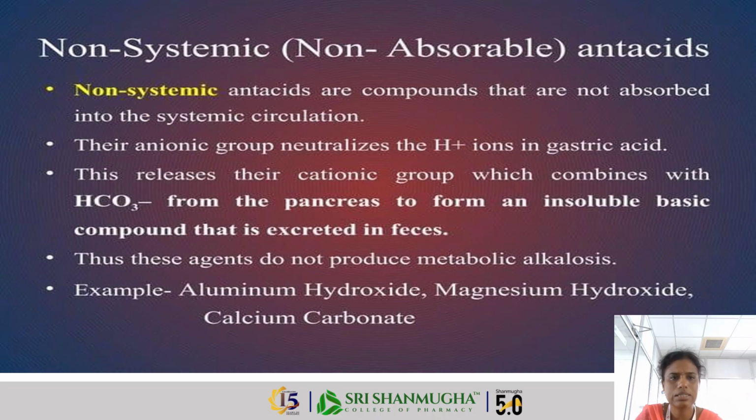Next one is non-systemic. Non-systemic antacids are non-absorbable antacids. These are compounds that are not absorbed into the systemic circulation. Their anionic group neutralizes the hydrogen ions in acetic acid. This releases the cationic group, which combines with bicarbonate from the pancreas to form insoluble basic compounds that are excreted in the feces. These agents do not produce metabolic alkalosis.